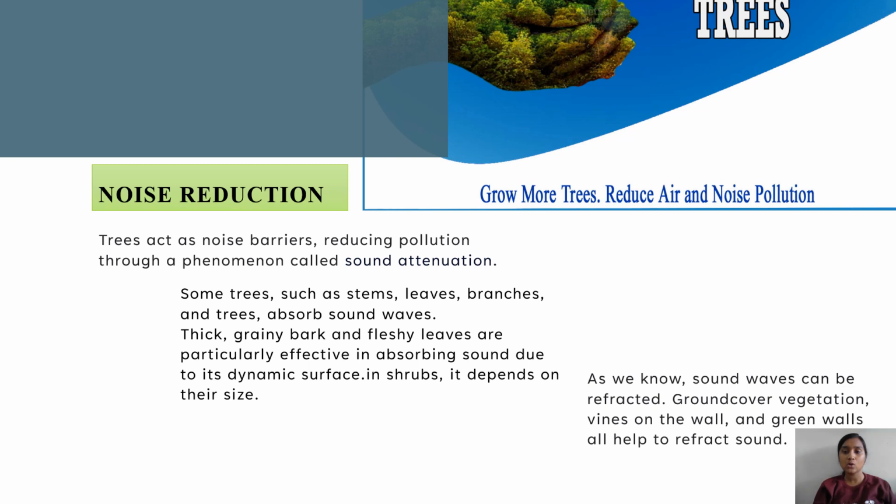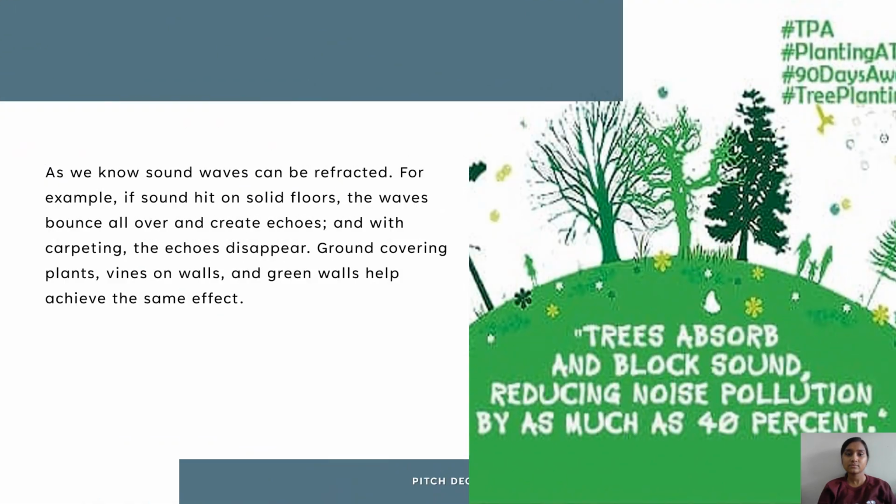As we know, sound waves can be refracted. For example, if sound hits solid floors, the waves bounce off or curve over and create echoes, and with carpeting the echoes disappear. Ground covering plants, vines on walls, and green walls help achieve the same effect.